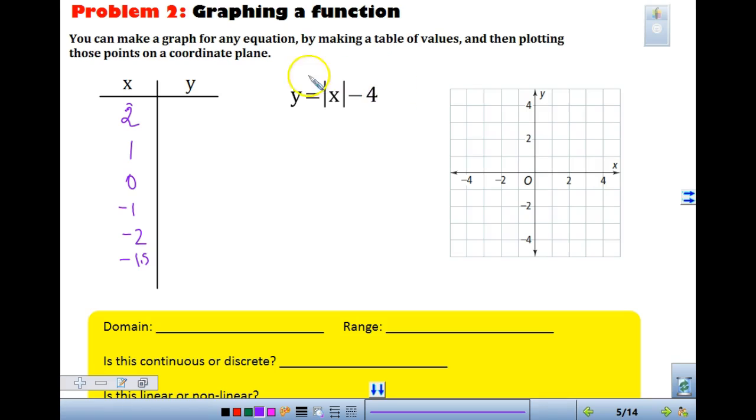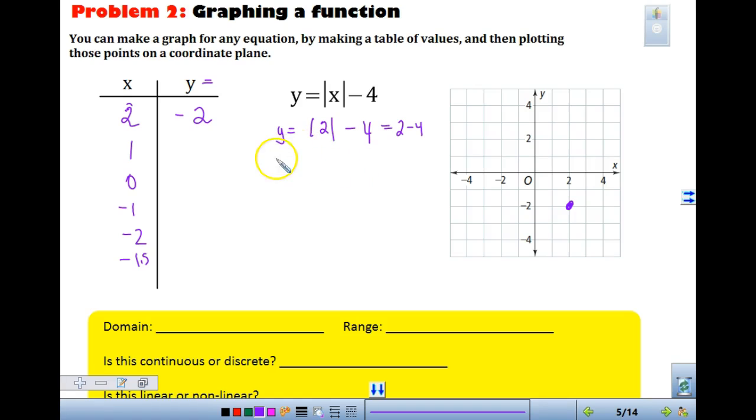So you're going to go to the equation. So in your homework, you might even want to write the equation right behind here, and then you're going to show your work. So what's the work for this one? The work is, we're going to take the absolute value of, so put the absolute value signs. It said 2. Absolute value of 2 minus 4. The absolute value of 2 is actually just 2. 2 minus 4 is negative 2. Please plot that point at 2, negative 2.